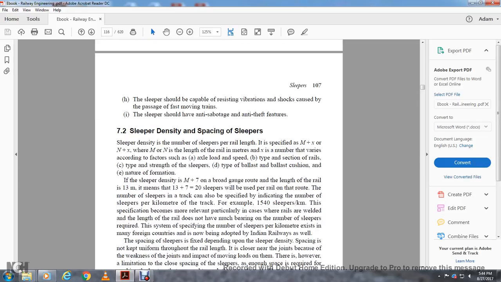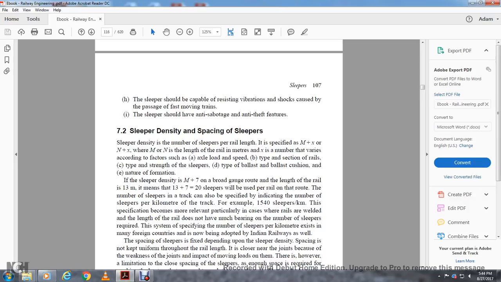Sleeper density and sleeper spacing. The sleeper density is the number of sleepers per rail length, specified as n plus x or M plus x, where M is the length of the rail in meters and x is a number that varies according to factors such as the axle load and speed, the type and section of the rails, the type and strength of the sleeper, the type of ballast and cushion, and the nature of the formation. For example, for a broad gauge route with a rail length of 13 meters, the sleeper density is M plus 7, which means 13 plus 7, that is 20 sleepers are used per rail length.